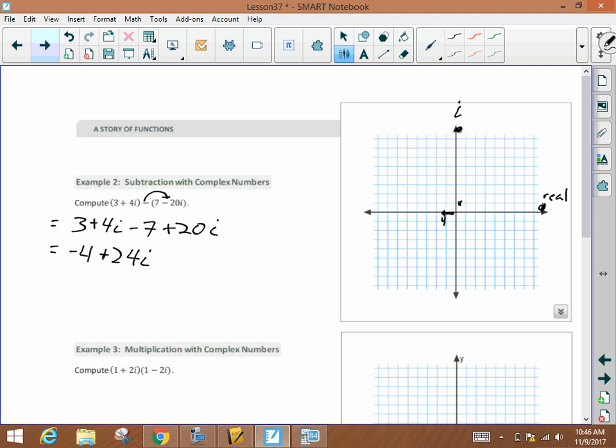It turns out these are actually vectors, but we won't talk about vectors. And positive 24 on my imaginary axis, so since we're going by 4s, that'll be 8, 12, 16, 20, 24. So this is where the point is. So that's the point, -4 plus 24i.